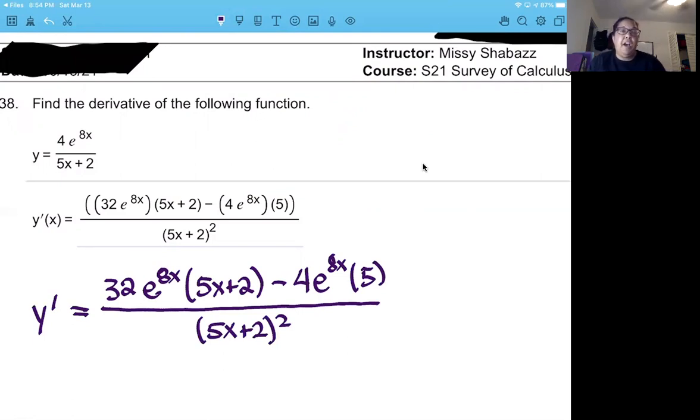Since it's not asking you to find the slope of the tangent line or the horizontal tangent line, you can leave it exactly like that.